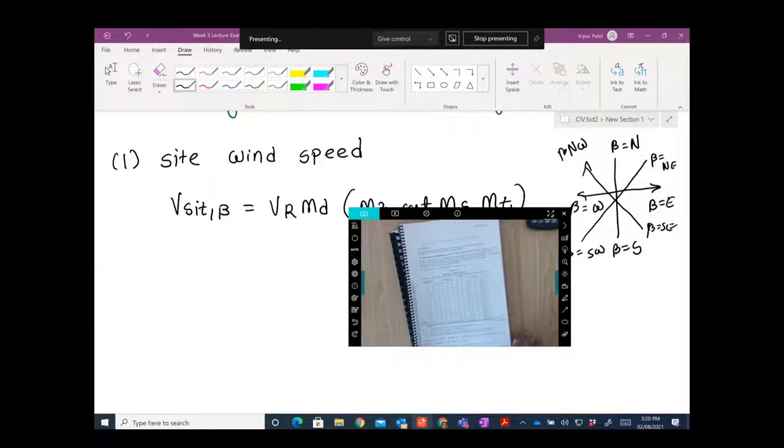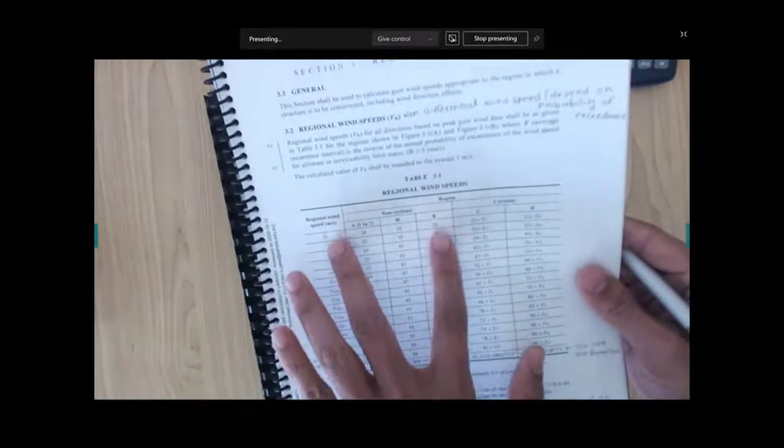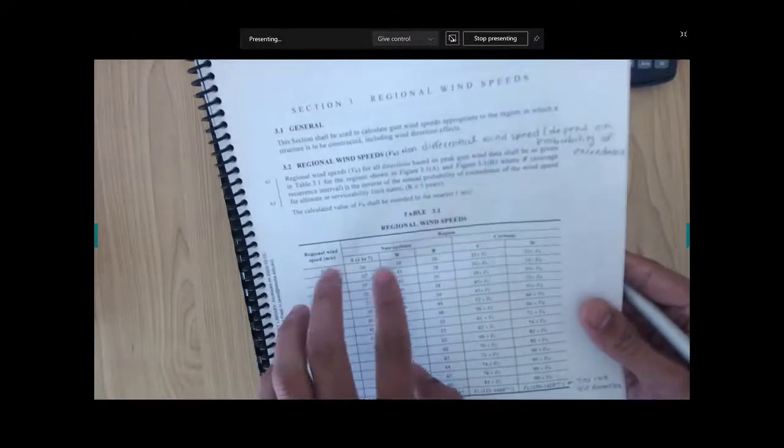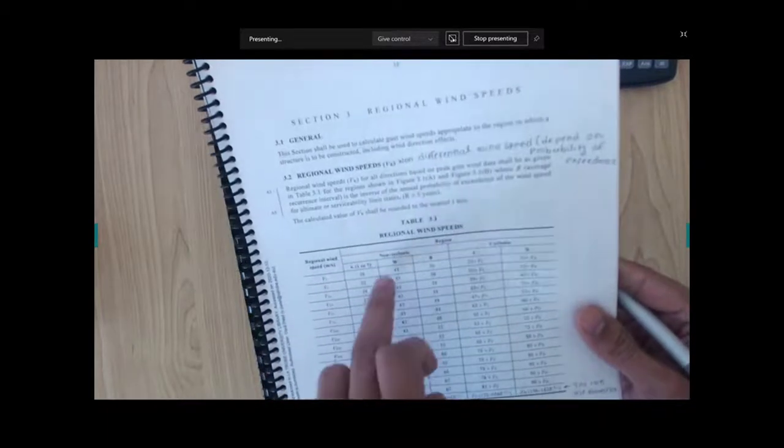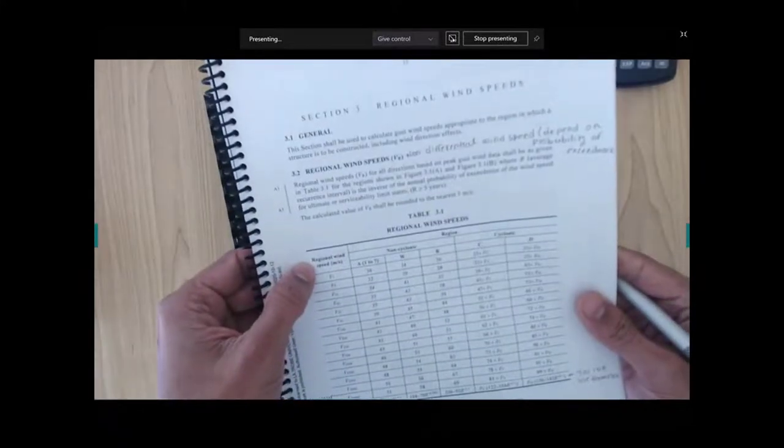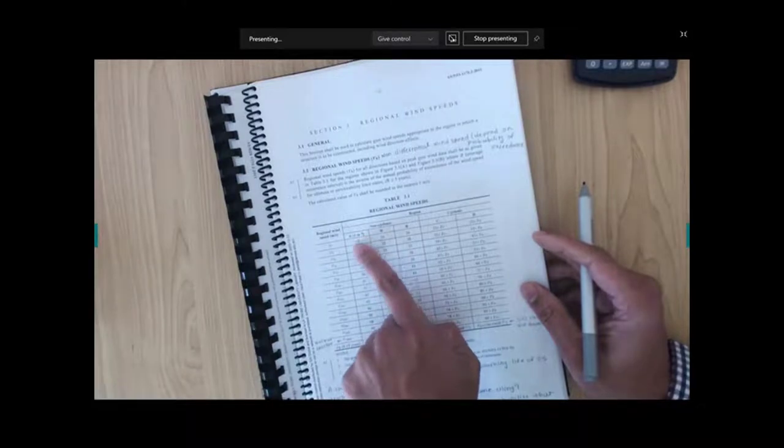Now this regional wind speed requires a little bit of information. We need to know what region we are in, whether it is non-cyclonic region or cyclonic region. Within this non-cyclonic region, you have region A divided again into 7 classifications, region W and region B, and then you have a regional wind speed for various VR. Okay, I will go through it one by one. Now, before we do that, we need to determine this region.